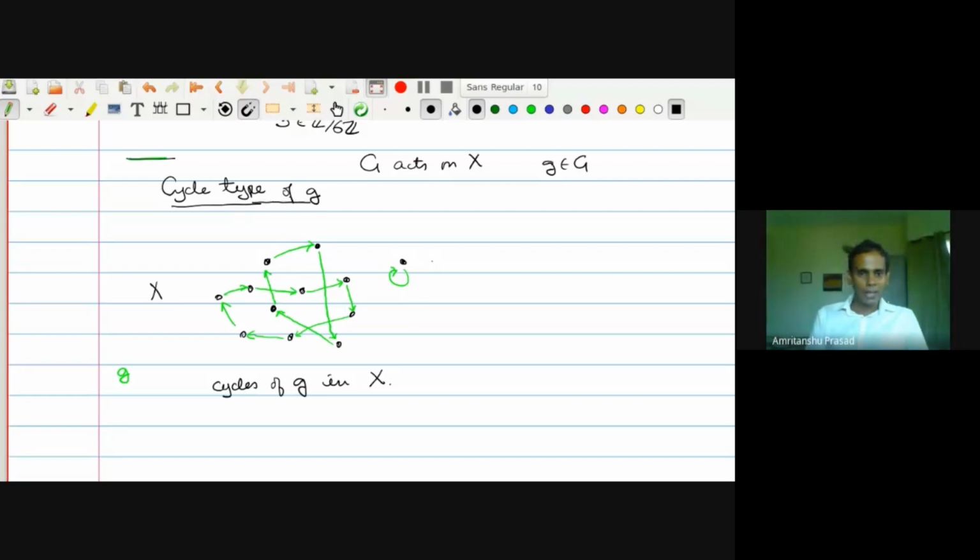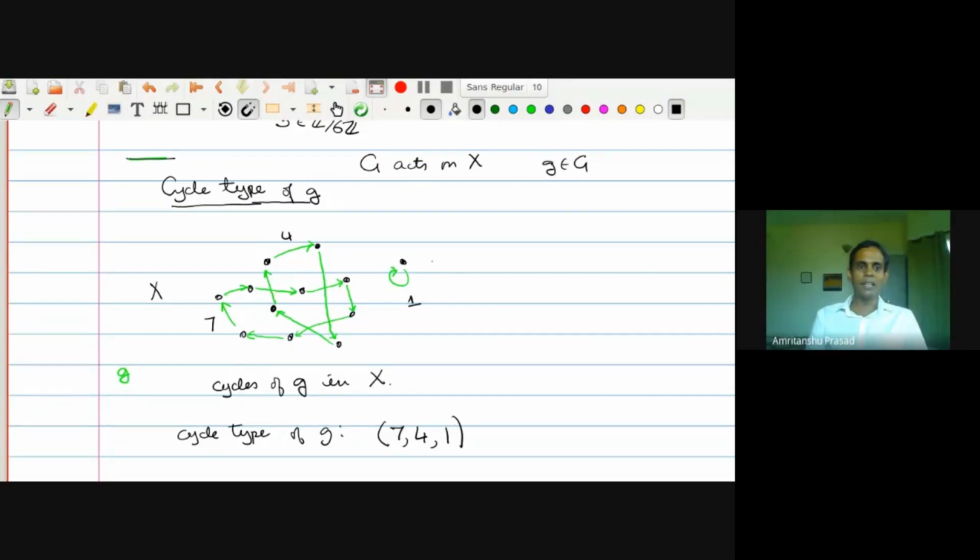And then there's the notion of cycle type of g. It's just the sizes of these cycles. So here I have a cycle of size 1. I have a cycle of, perhaps this is 1, 2, 3, 4, 5, 6, 7, a cycle of size 7, and this is a cycle of size 4. I write them in decreasing order. So 7, 4, 1 is the cycle type of this g acting on X.